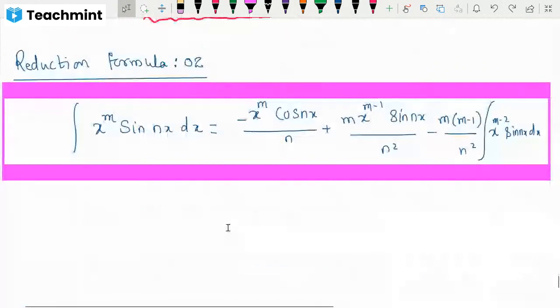So first we'll see how this reduction formula is obtained. See, so for that, just a minute.